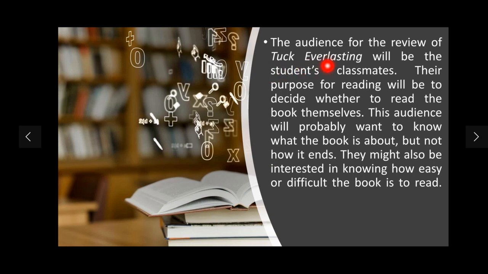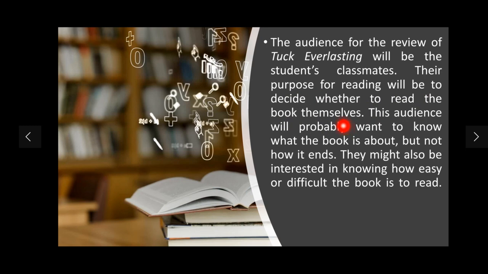Now, the audience for the review of Tuck Everlasting will be the student's classmates, because it is a story. Their purpose for reading will be to decide whether to read the book themselves. So we know who the audience of the book Tuck Everlasting are. It's a story, right? It's a novel. So who will be the audience? Classmates, right? And what would be the purpose? To decide whether to read the book themselves or not.